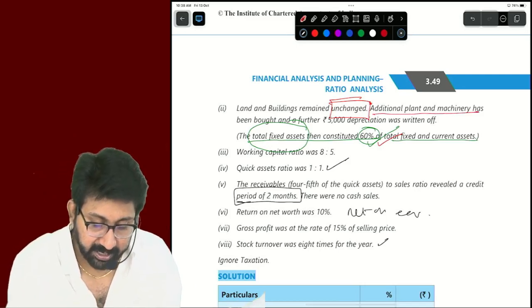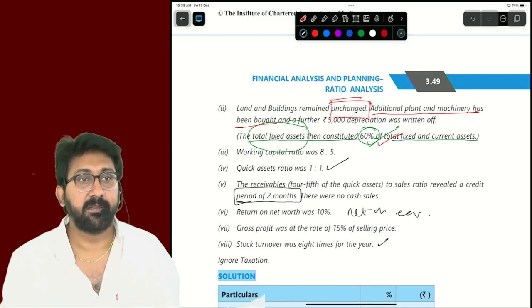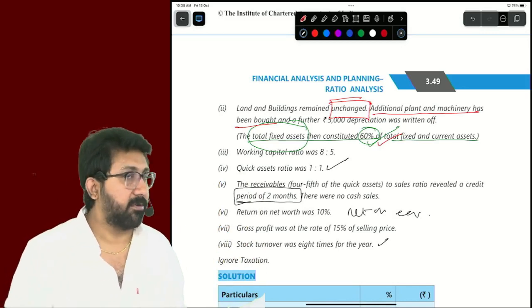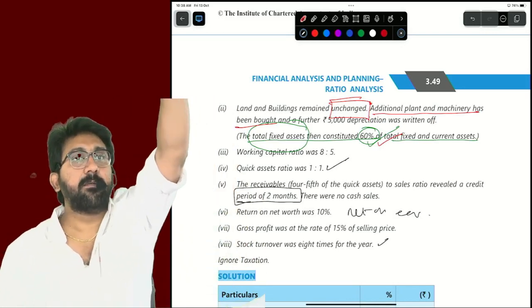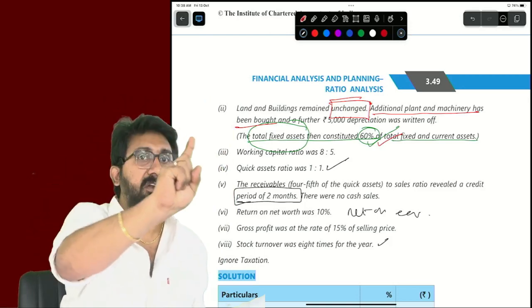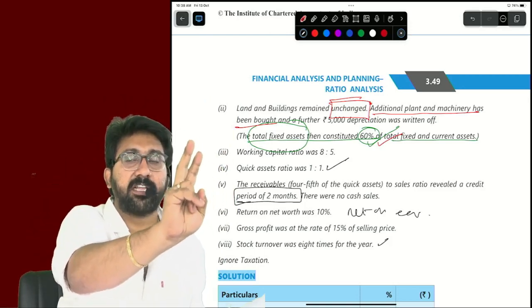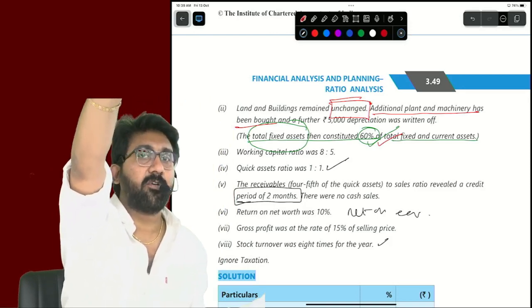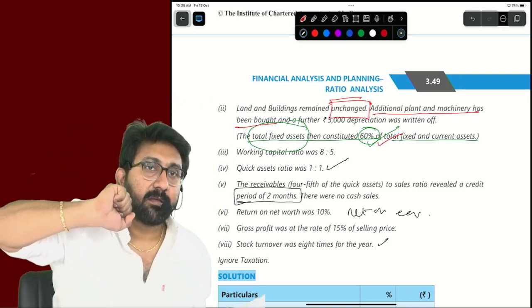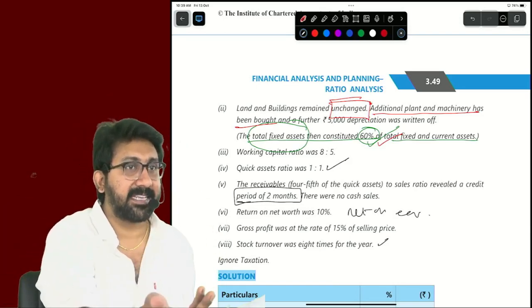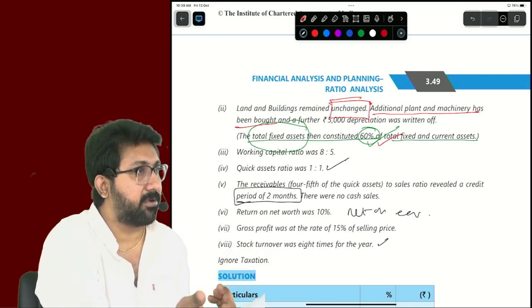Additional plant and machinery has been bought. How much worth? We don't know. We have to calculate that. For that only we need the fixed assets value. Everyone in the class, please follow properly. Up to here, I will ask you one question. Do you understand why total assets is 2 lakhs? Yes, everyone sitting in the class. Why did total assets become 2 lakh? Because total liability is 2 lakh. Balance sheet balancing will be done only if the assets are equal to liability.